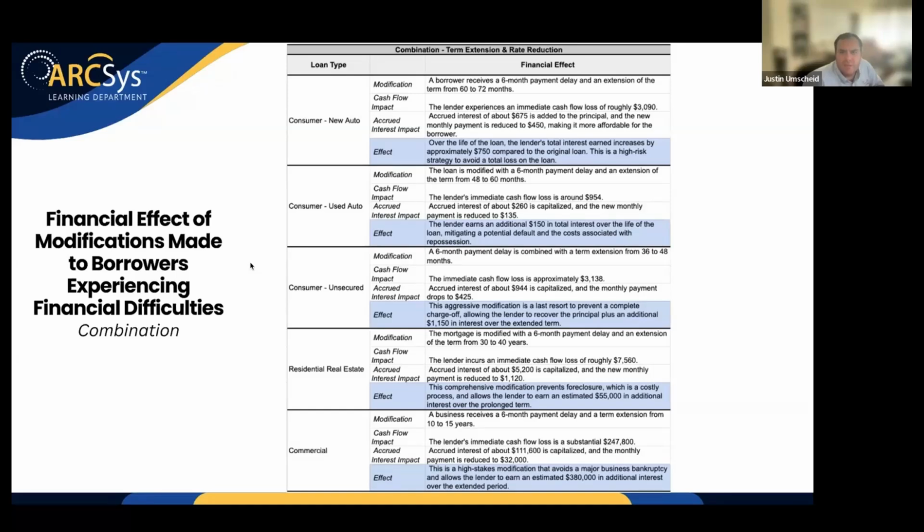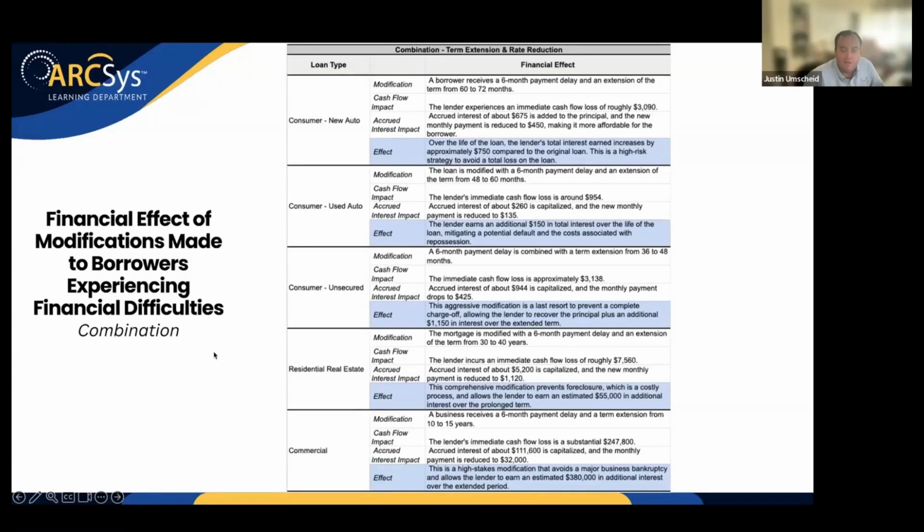All right. So in this case, what we've done here is we've documented what the modification was, right? So we've documented what the rate reduction was, what the term extension was. We've documented the impact to cash flows, the impact to accrued interest. So really documenting the impact to the receivables. And then we've lastly documented the effect. In this case, and this is a good one, just documenting how it impacts your cash flows moving forward.